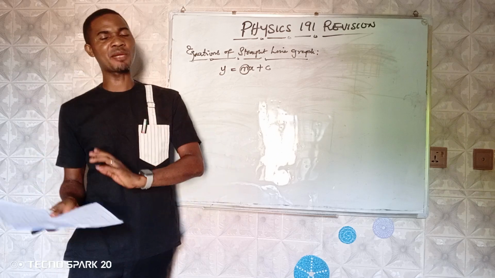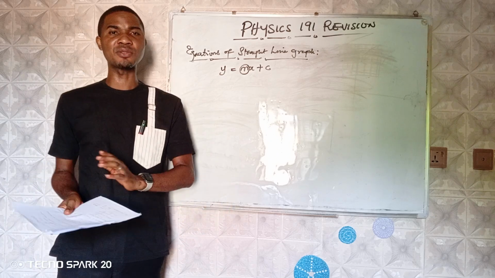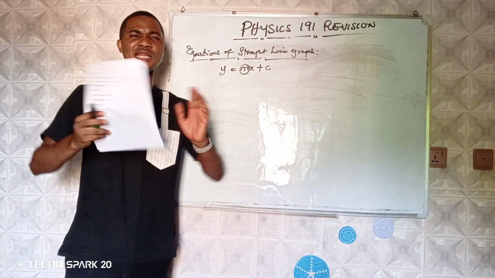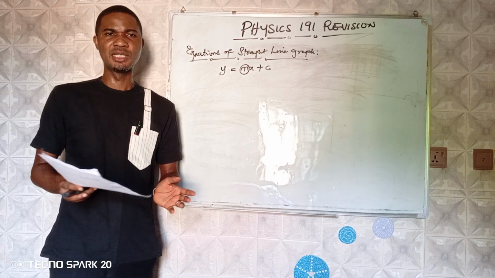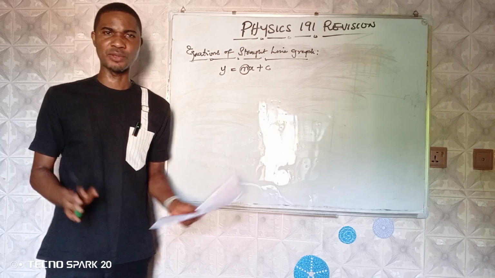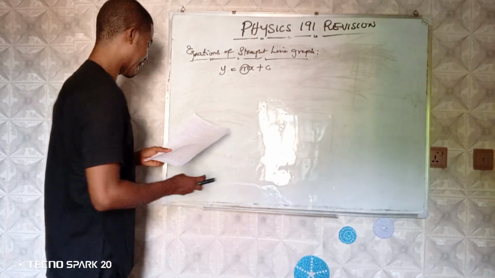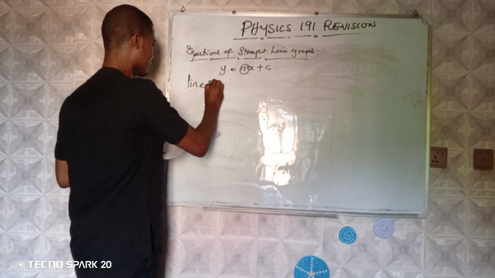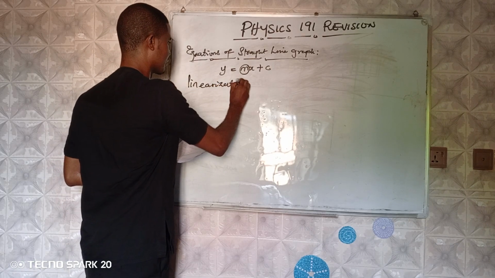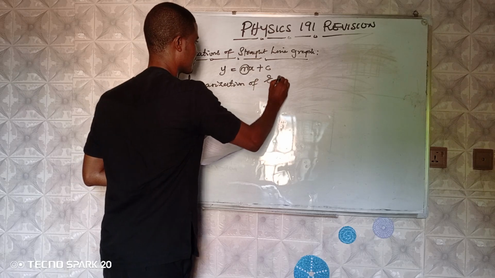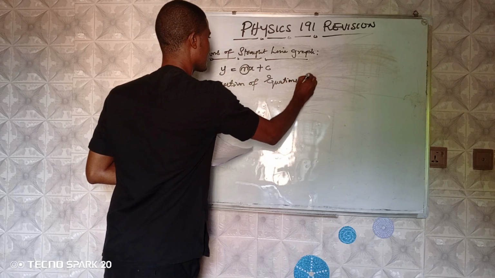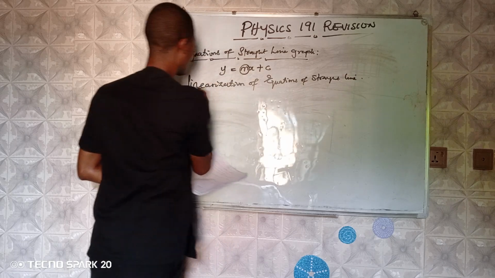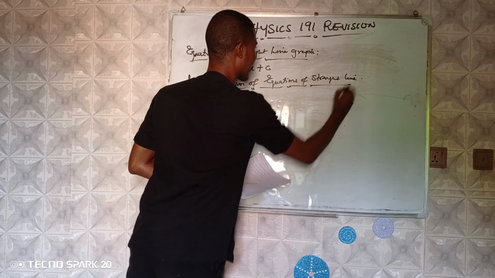So we're going to see some experiments we did in the lab or in our manual and see how we can linearize them to look like the equation of a straight line, and it will now tell us how the graph will actually go. So it's not by magic that you know how a graph will go. So we're going to what we call linearization of equations of straight line.